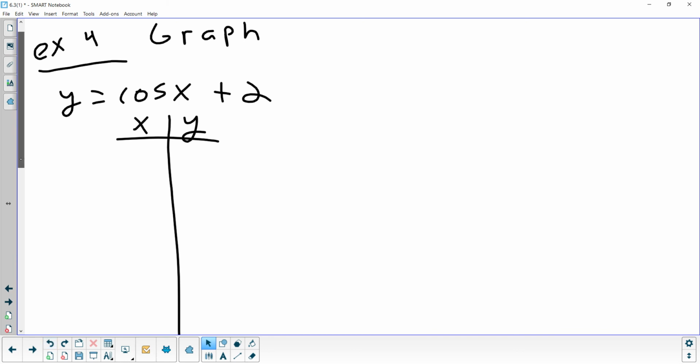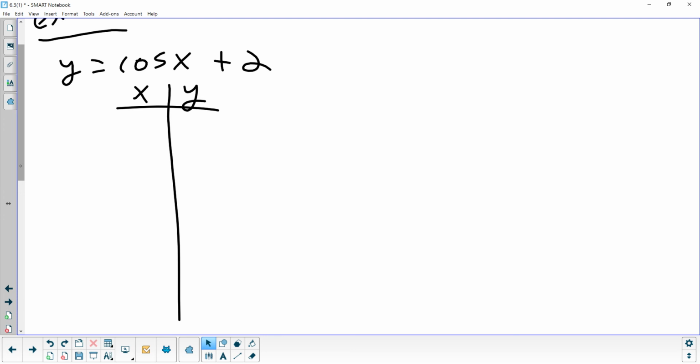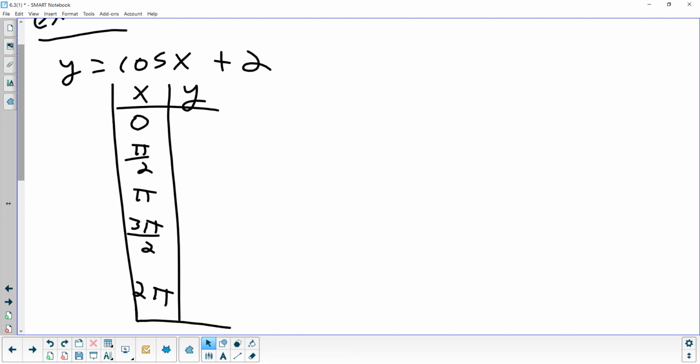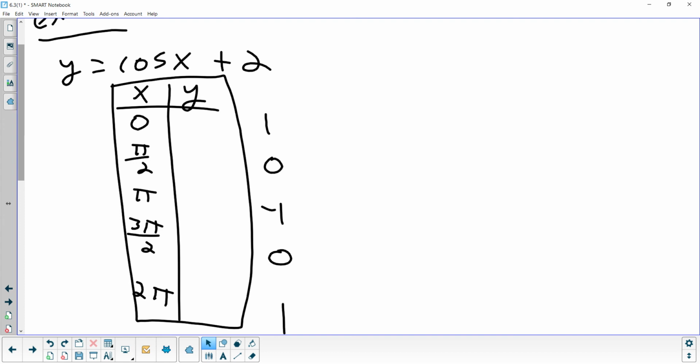Abigail, what are my original x values? 0, pi over 2, pi, 3 pi over 2. And the last one again? 2 pi. 2 pi. Okay. Let's put the original cosine values down, but let's put them off to the side. Jack, what are my original y values for cosine? 1, 0, negative 1, 0, 1. Yep. So we got those.